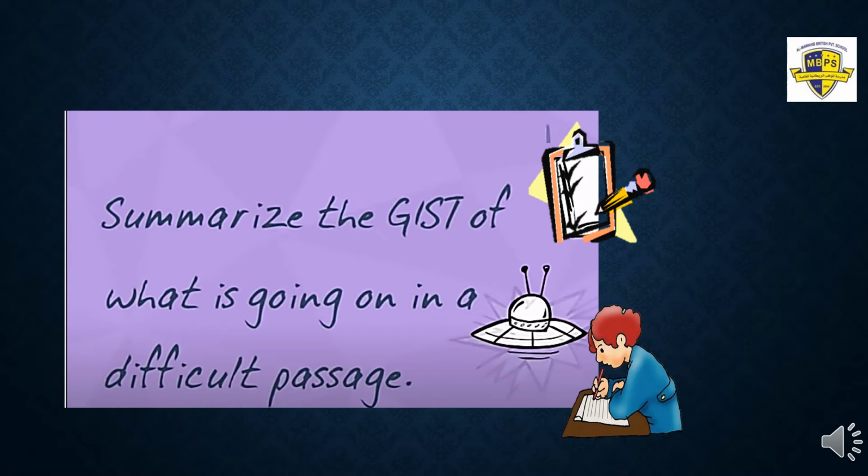Another way to annotate a text is to summarize it. When do we summarize it? We summarize a text when it is very difficult for us to understand the whole detail. So what do we do? We summarize a long text and make it short. And how do we summarize? We summarize by picking out important points from the text. And how do we write them? We write them in our own words. So it makes it easier for us to understand. When we do this, we are annotating a text.